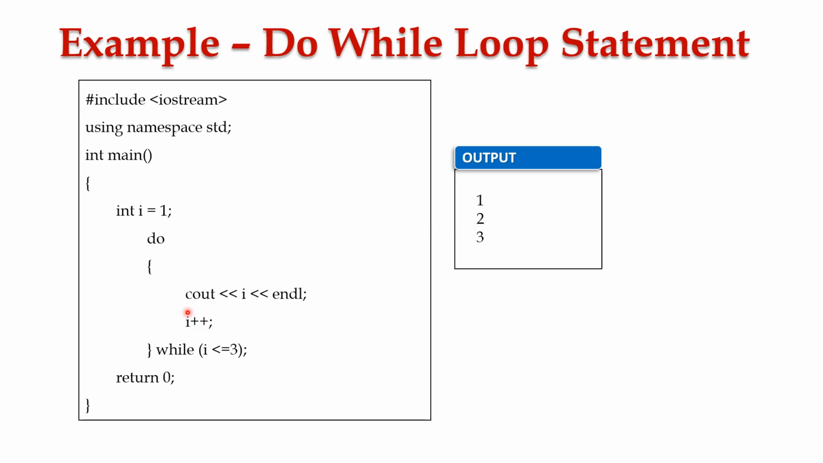Next, we are incrementing the value of the variable I. 2 plus 1 is 3. So we have a while condition here. That is 3 is less than or equal to 3. The condition is true since 3 is equal to 3. We are executing the statement cout to display the value of the variable I to the user. The value of I is 3 is displayed to the user as shown in the output.